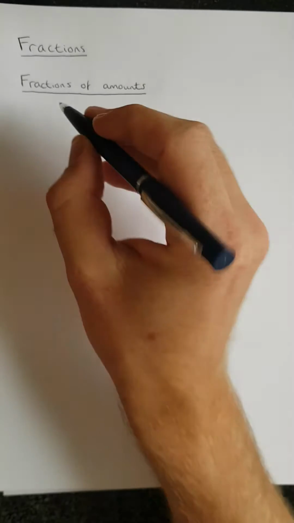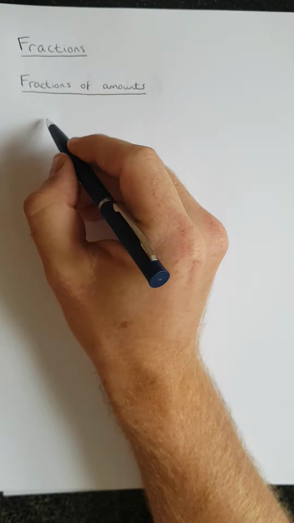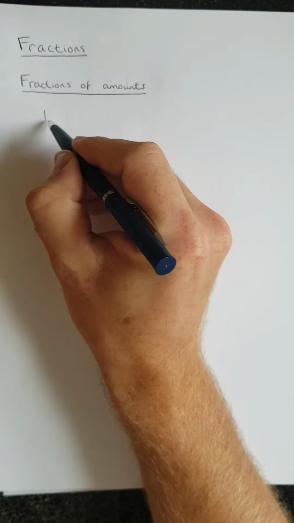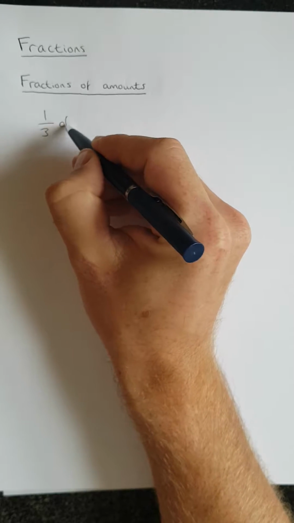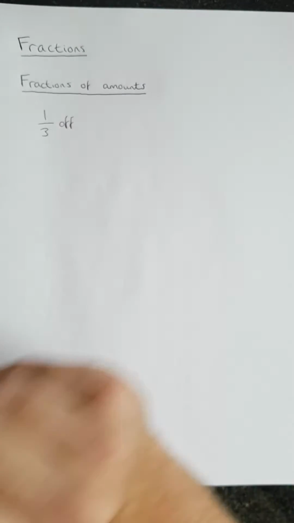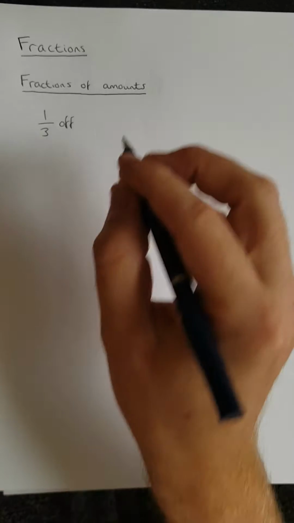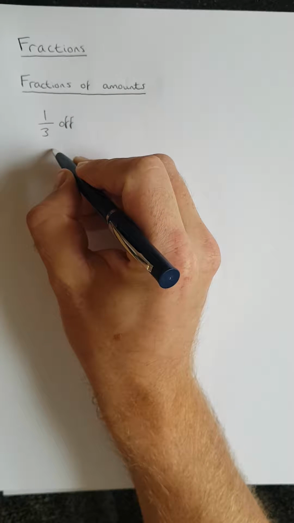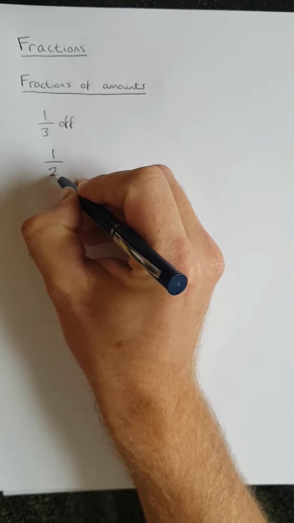Let's look now at fractions of amounts. Often we see in life an advert that says 1/3 off, perhaps the cost of a new pair of trainers or a new jumper. But how do we actually calculate 1/3 of something? So let's start with the most common one.